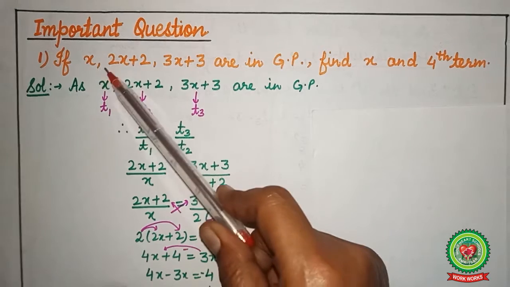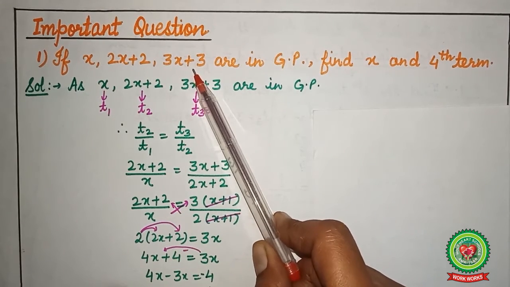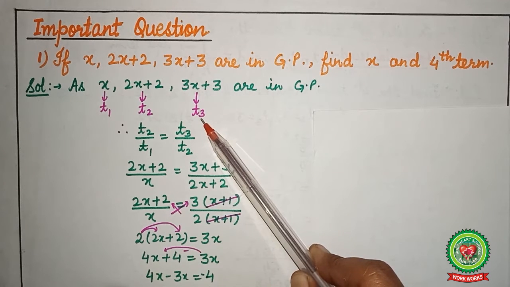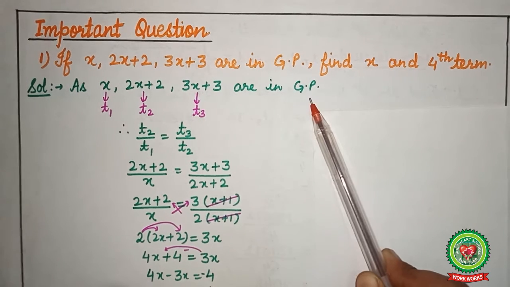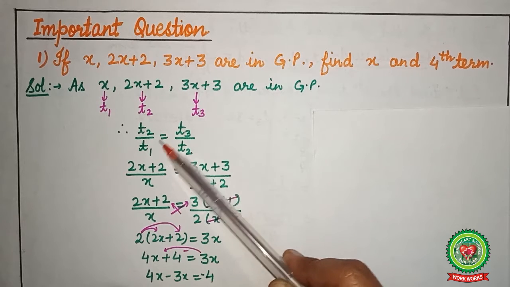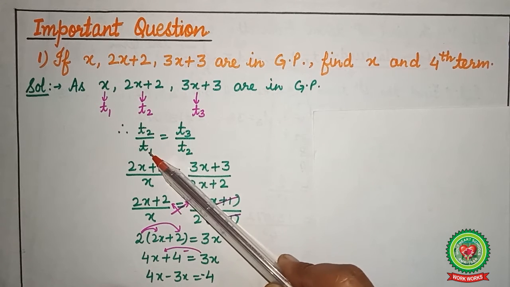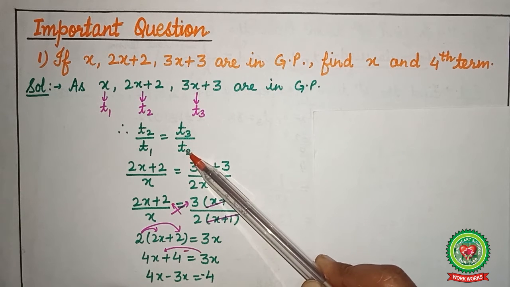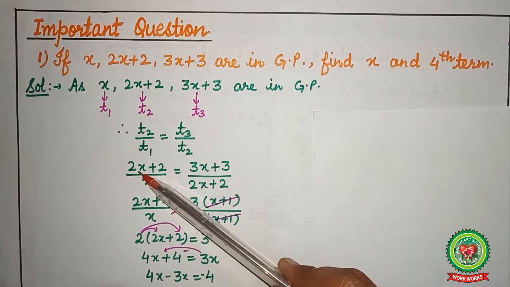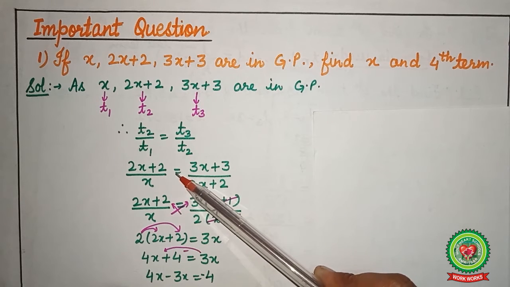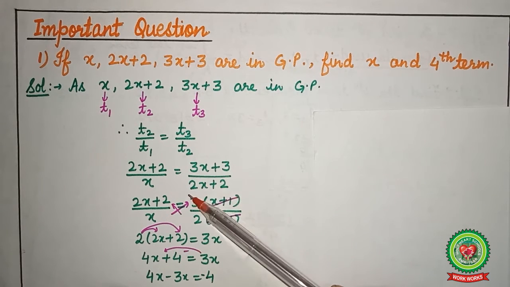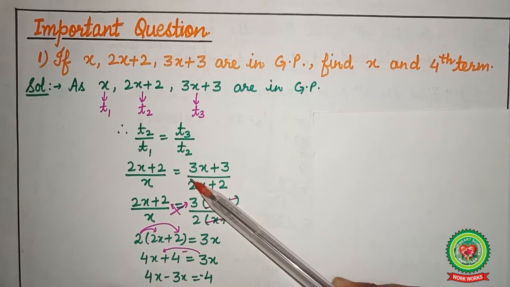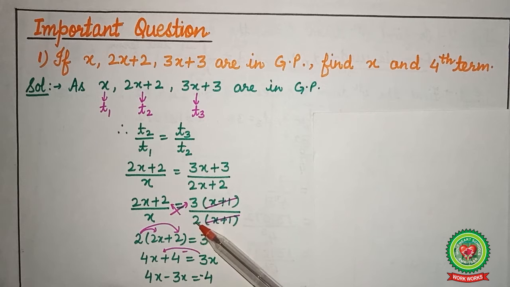Now here, these 3 consecutive terms of GP are given, so consider them as first term, second term and third term. Now, these terms are in GP, so their common ratio should be the same. Second term divided by first term must be equal to third term divided by second term. Now put their values. 2x plus 2 upon x is equal to 3x plus 3 upon 2x plus 2. Now here terms are in fraction, so do the cross multiplication.